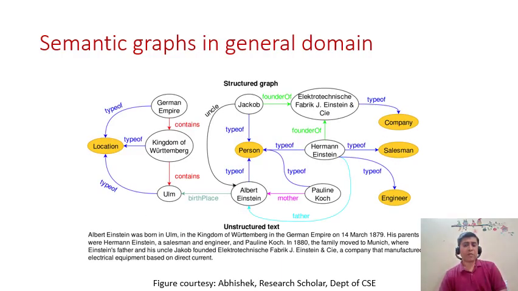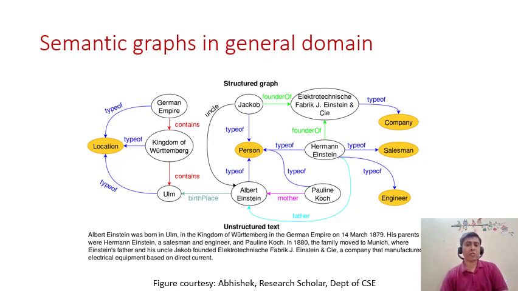And this is an example coming from a very general domain, taken from Wikipedia text. This is an unstructured text which you see here, and mining any kind of information, or automatic querying from this kind of text, is going to be a little difficult, not very straightforward. On the other hand, if this unstructured text is converted into this particular structured graph, it becomes very easy to quickly find different types of relevant information.